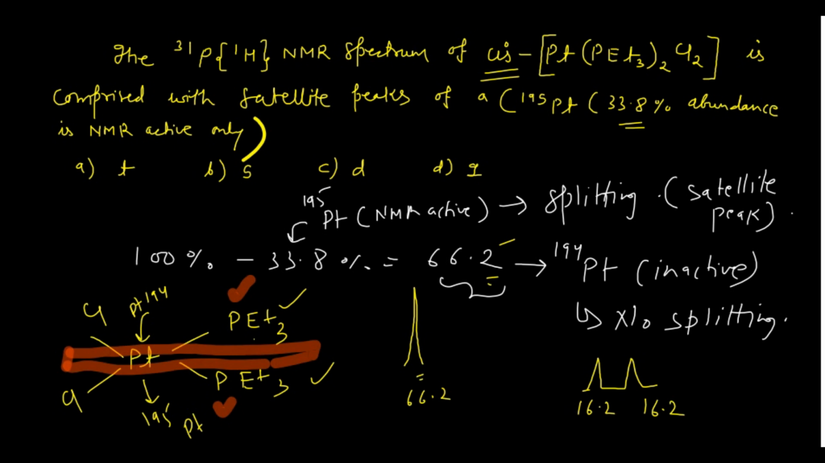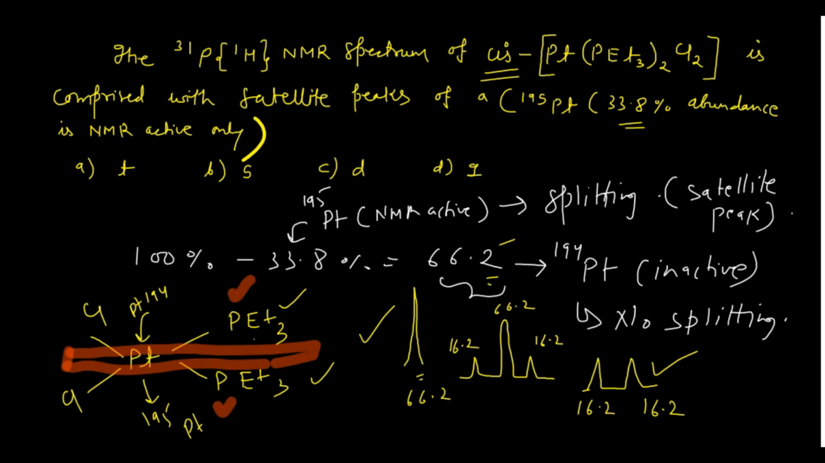So this is for phosphorus when platinum is inactive, this is when platinum is active, and the overall spectrum would look like that. Okay, this is 16.2, this is 16.2, and this is 66.2. So this is how it actually looks.